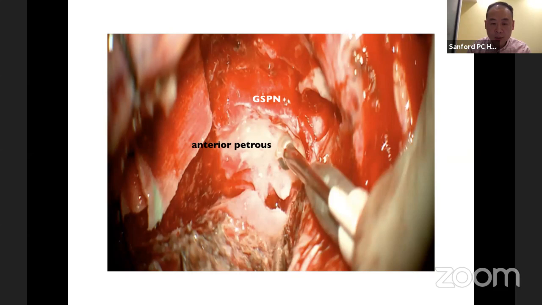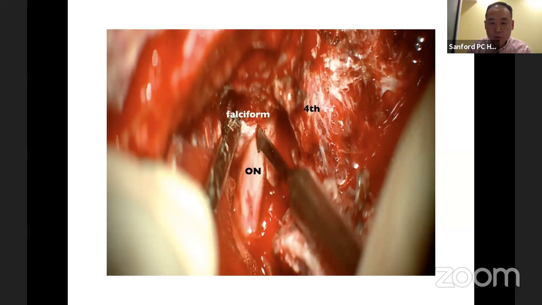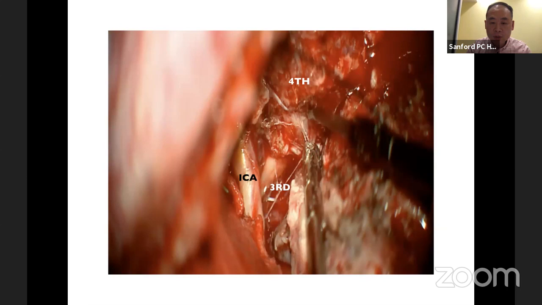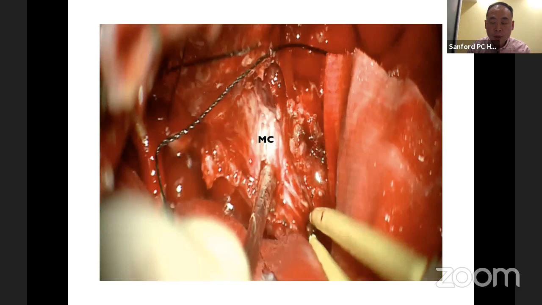Then you go into the intradural and you remove the phospholipid outer ring to free the optic nerve and the carotid. Then you turn to the oculomotor nerve. You free the oculomotor nerve from the oculomotor membrane and you identify the fourth nerve outside the dura. Then you turn back to the microscope.